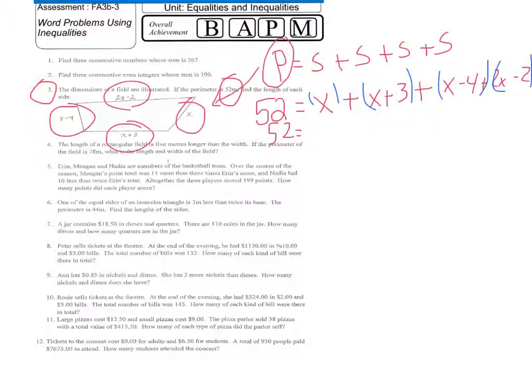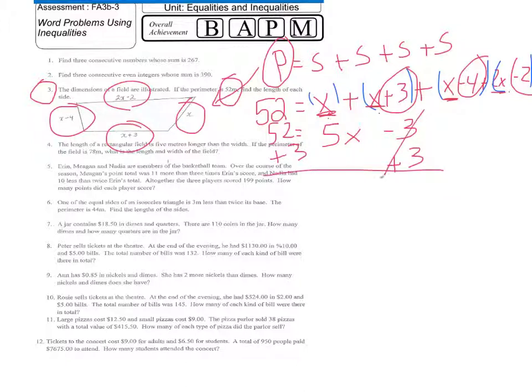52 is equal to, combine all your x's, 2, 3, 4, 5 x's. Combine all your other terms, and we get positive 3 minus 4 is negative 1, minus 2 is negative 3. Using algebra, I'm going to add 3 to both sides. 55 equals 5x, and then you can solve for the rest when you solve for x. But that's how you do those types of questions. So let's clear this.